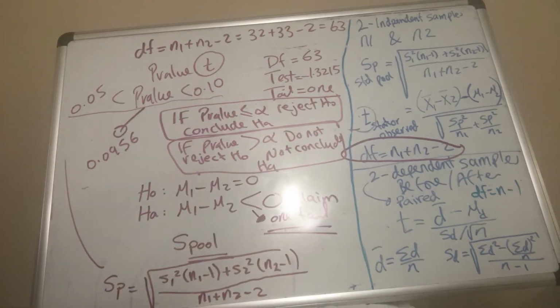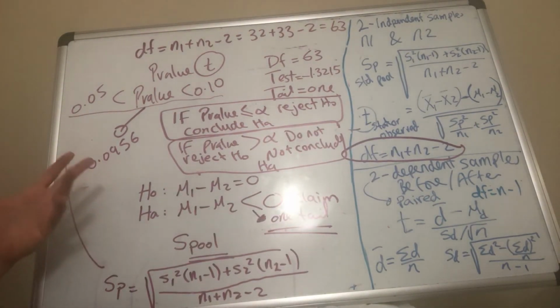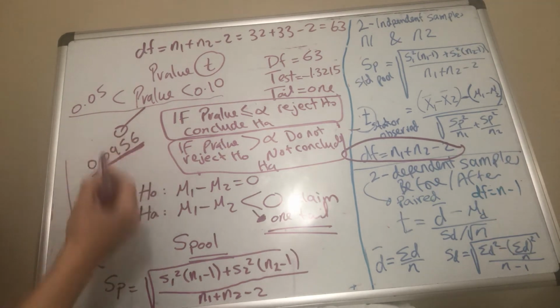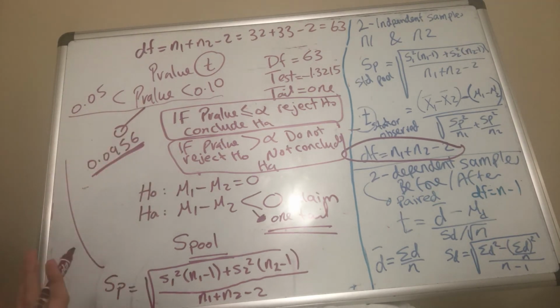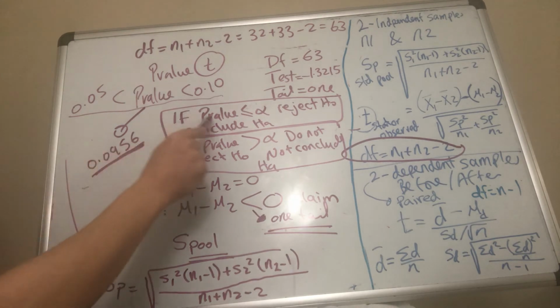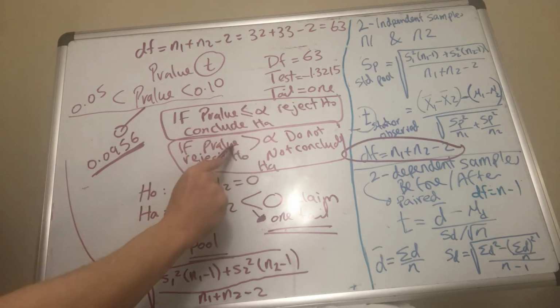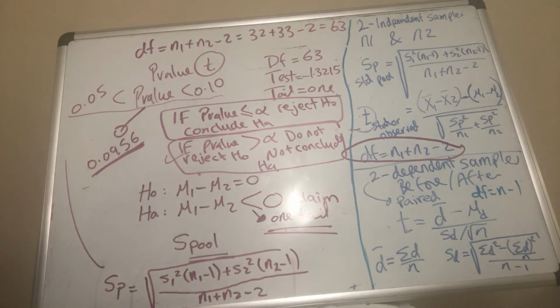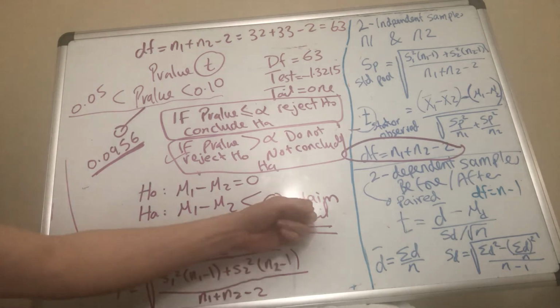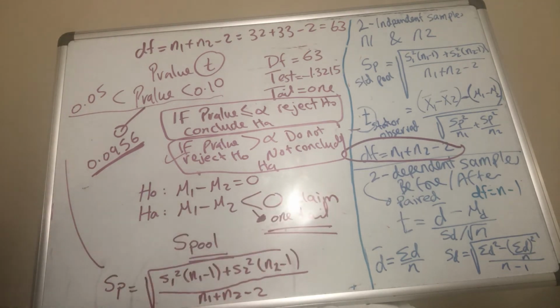Now let's see. Your p-value is 9%, 9.5 almost, and your alpha is 5. Is the p-value more than 5 or less than 5? Definitely more. So in this case, we do not reject, we don't conclude the HA, so the answer is no. We are not supporting the claim. This is the first question for the tutorial. Now I'm going to go to question 2.